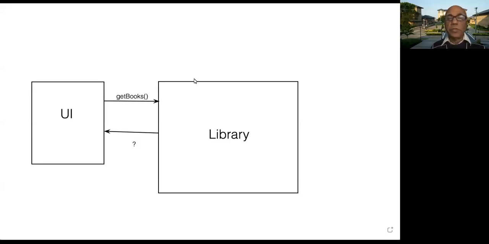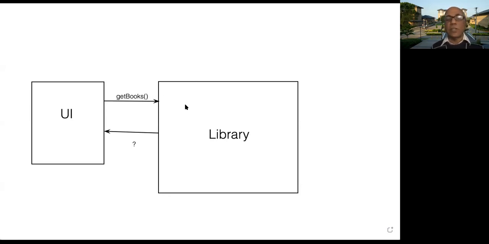Now we are going to look at the following functionality. Suppose we want to have this new functionality to get all the books in the library. The user interface wants to list the information about all of the books in the library. So it says, get me the books.